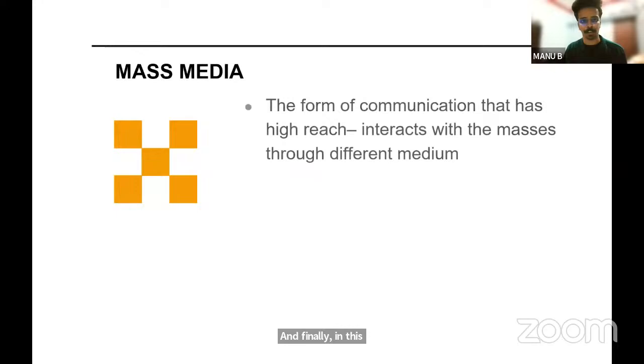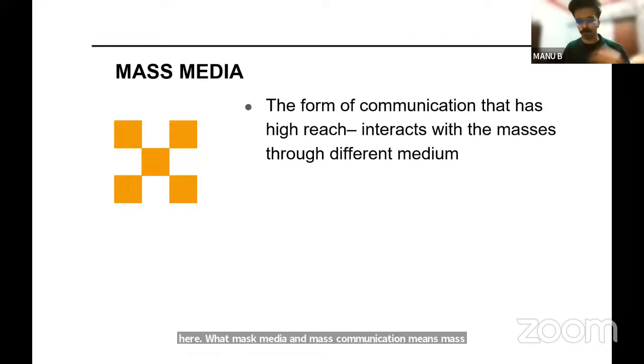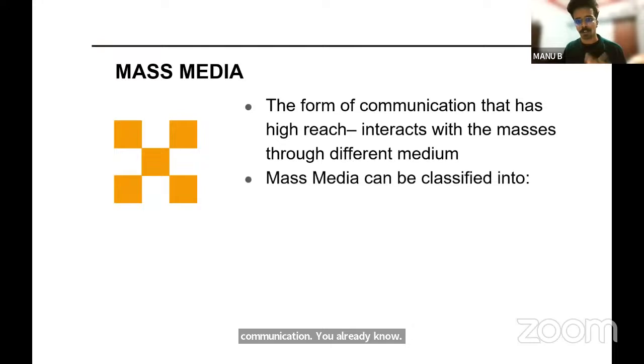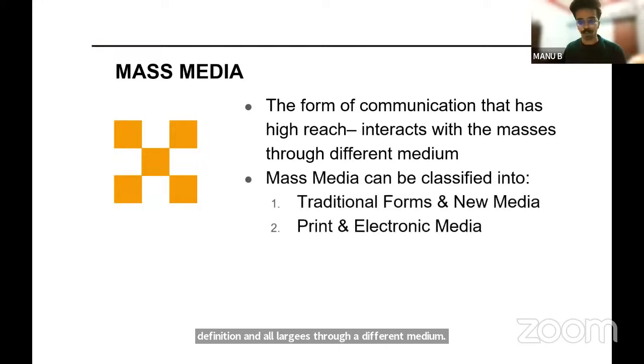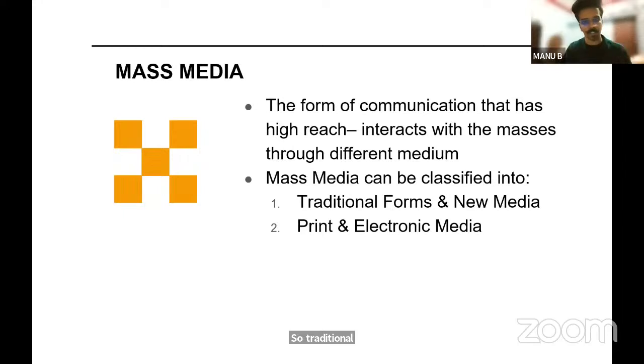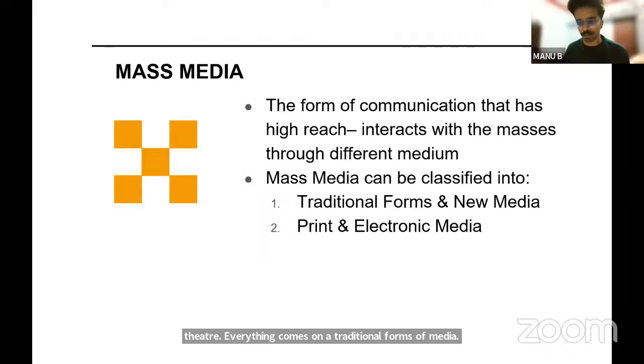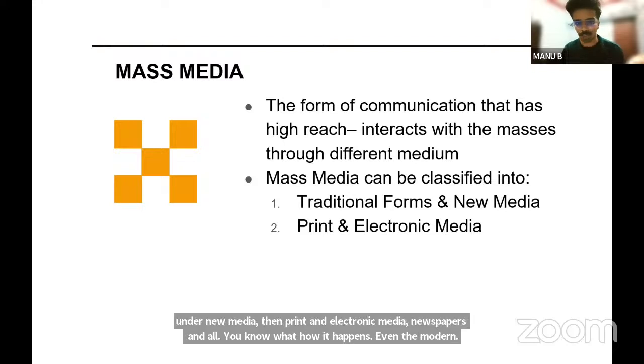So I hope you remember the areas that we have covered here. What mass media and mass communication means. Mass communication, you already know the definition: communication to large masses through different media. It can be classified into traditional forms of media and new media. Then we have print and electronic media. Traditional forms, ballads, folk tales, or street theater, everything comes under traditional forms of media. New media like television, telephone, everything comes under new media. Then print and electronic media, newspapers and all. Even the modern solutions, internet and all, come under electronic media.